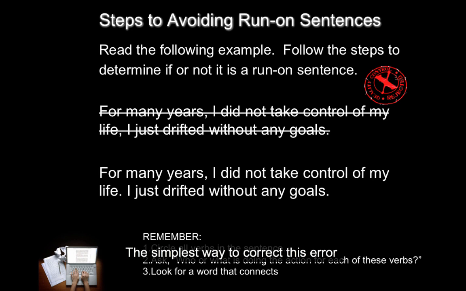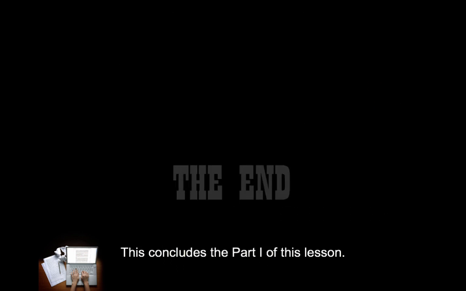The simplest way to correct this error is to place a period in between these 2 complete sentences by placing a period in place of the comma. We'll talk about some other options for correcting run-on sentences like this later on in the lesson. This concludes part 1 of this lesson.